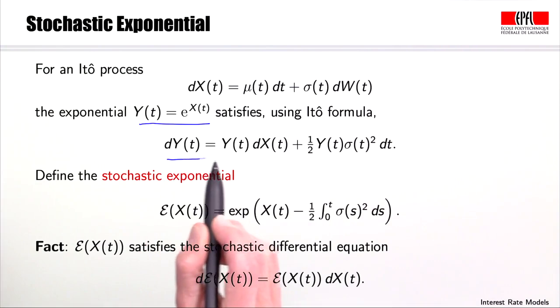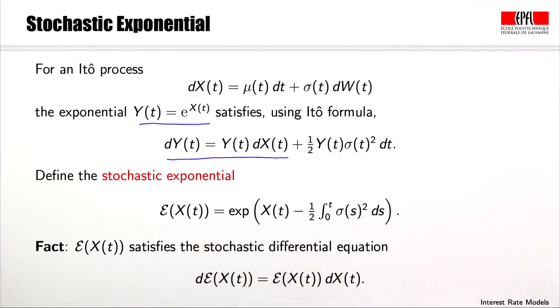Again, we see here the fundamental differential equation that y would satisfy if x_t would have differentiable trajectories. There is a counterpart to the classical exponential function in stochastic calculus. It's called the stochastic exponential, and it's denoted by calligraphic E. It is defined as shown here.